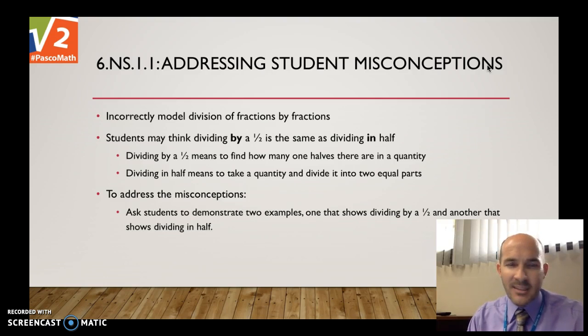So to address those misconceptions, I would have students demonstrate two examples. Maybe have them model one that shows dividing something by a half, and another that shows dividing something in half, and then have them explain to you what's going on in those two different cases. I think if they saw both of those at the same time, it would really help them make sense of the mathematics and help correct any misconceptions that they have during that time.